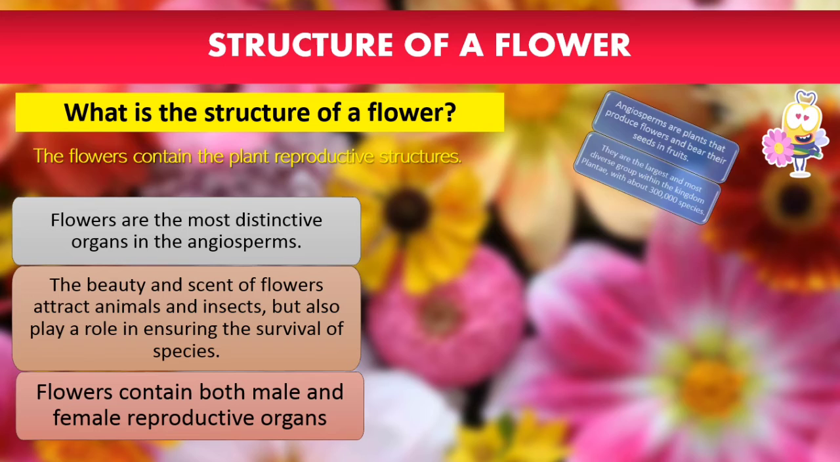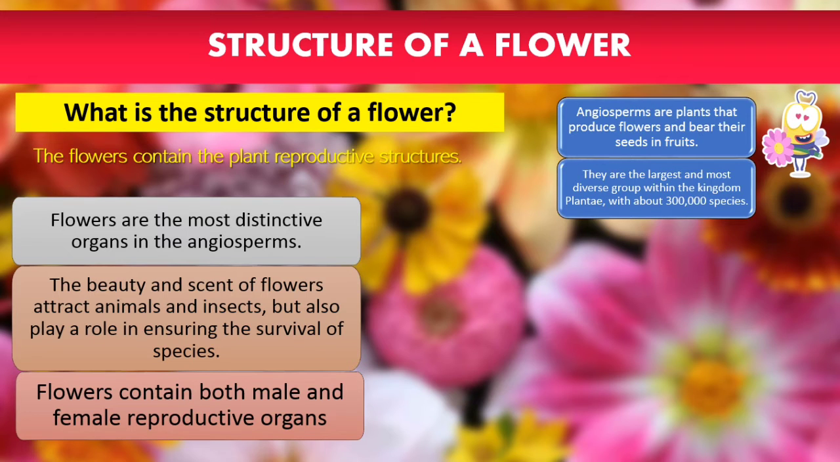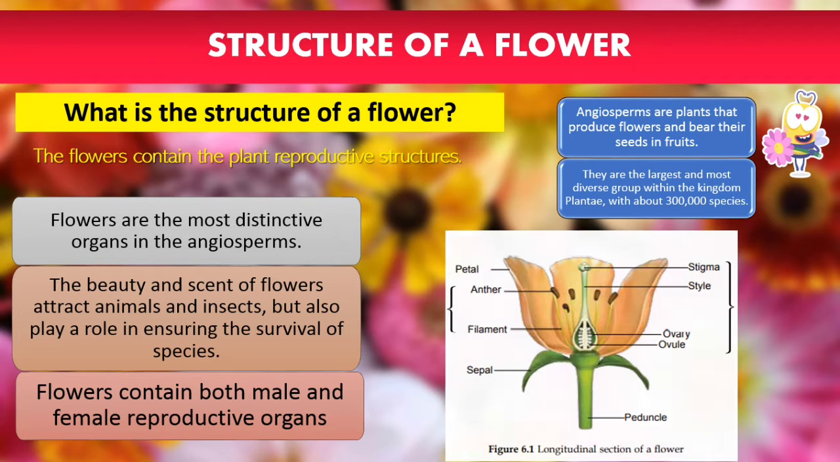Angiosperms are the plants that produce flowers and bear their seeds in fruits. They are the largest and most diverse group within the kingdom Plantae, with about 300,000 species. So this is the longitudinal section of a flower. Let's discuss the structures in a flower in detail.